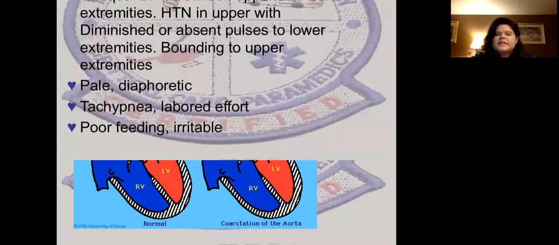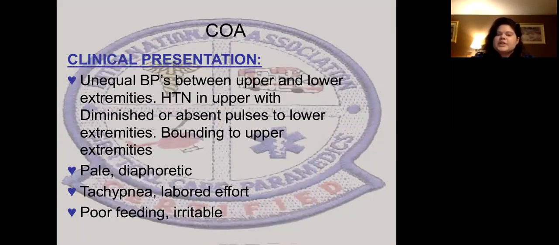Their clinical presentation, they're going to have unequal blood pressures between upper and lower extremities, hypertension in the upper with diminished or absent pulses to the lower extremities. So that's super important to remember with this one, the unequal blood pressures between upper and lower extremities, and then which one is going to be higher or lower. They're going to be pale, diaphoretic, potentially tachypneic, and have poor feeding.